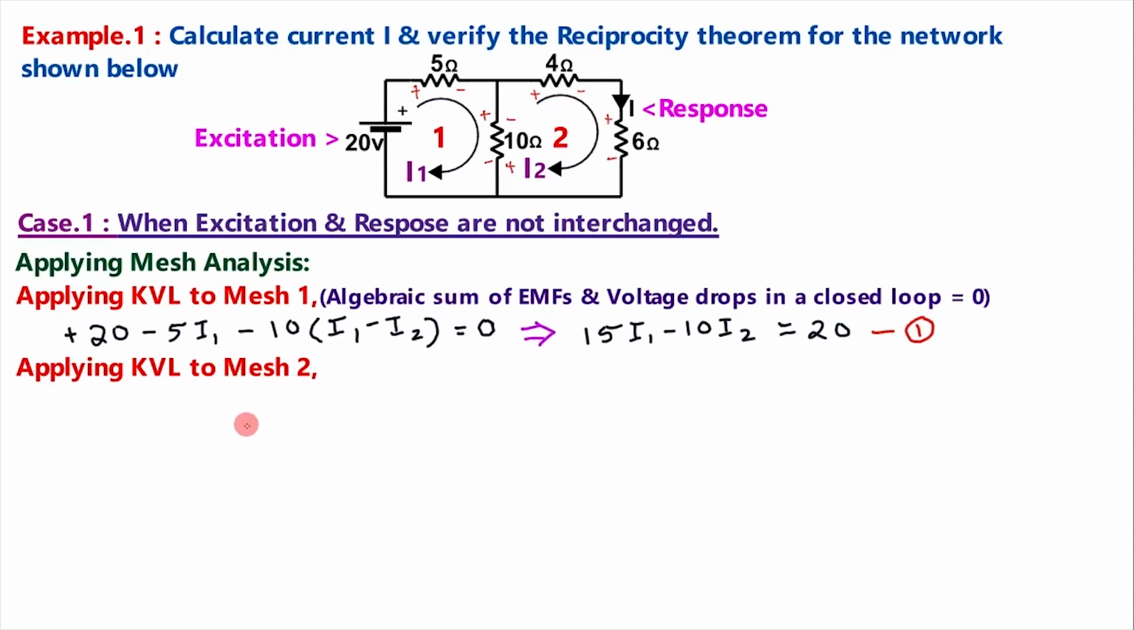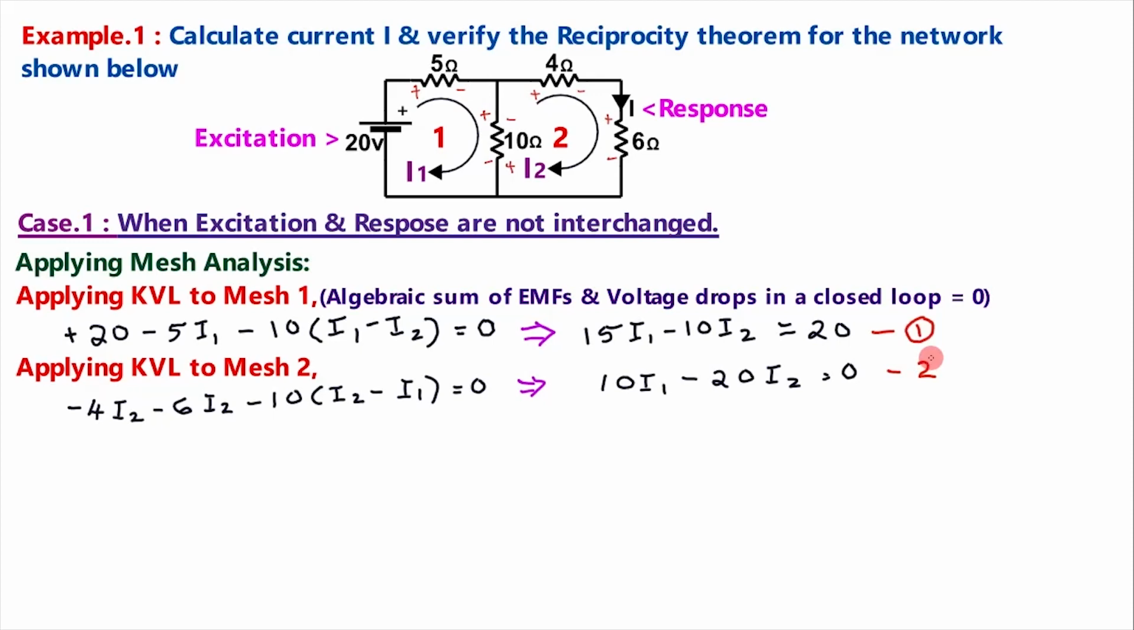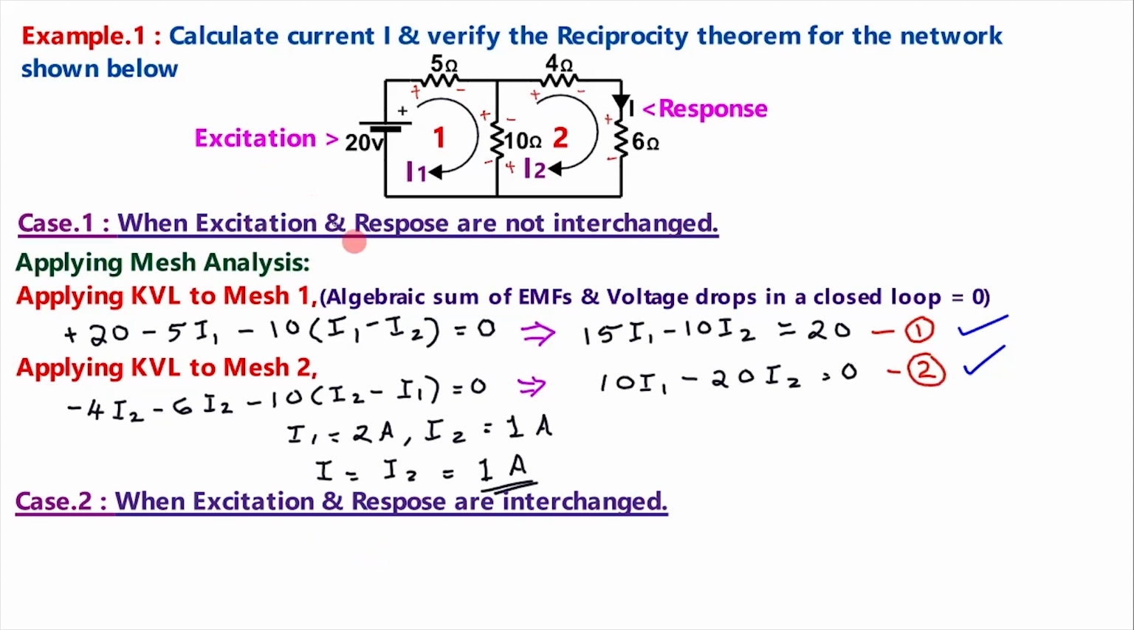Similarly, applying KVL to mesh 2, minus 4 into I2, then drop in 6 into I2, minus 10 into the difference of I1 and I2, that is I2 minus I1, as we are in mesh 2. Minus 4 I2 minus 6 I2 minus 10 into (I2 minus I1) is equal to 0. Simplifying this, we get 10 I1 minus 20 I2 is equal to 0. Let this be equation number 2. Solving equations 1 and 2, we get I1 is equal to 2 ampere and I2 is equal to 1 ampere. But here, I is actually the mesh current I2, that is I is equal to I2, which is 1 ampere. Then case 2 is when this excitation and response are interchanged.